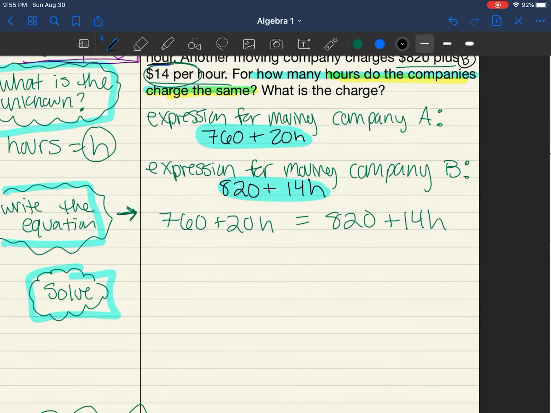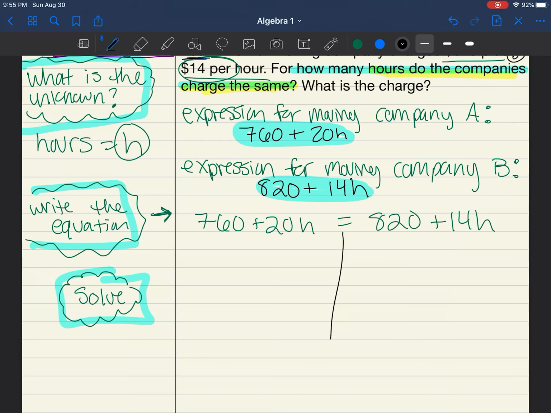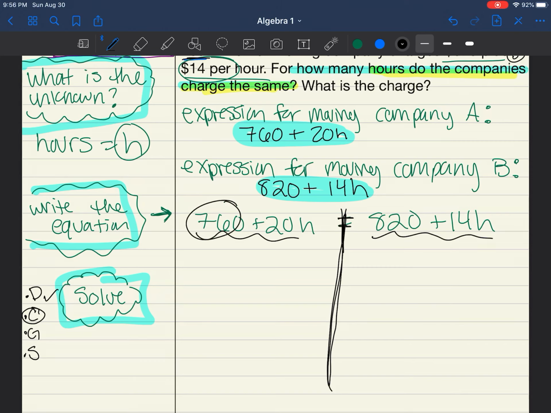And now my next step is solve. So when we're solving, we're often going to use the Did Casey Go Surfing solving steps. So the first one is distribute, which we have no distributive property here on either side, so we don't have to do that. And the next one is combine like terms. There are no like terms here, and there are no like terms here. So when you're combining like terms, it's only on each side of the equal sign. So this is a constant, and this is a variable expression, so those are not like terms. So we can also bypass that step.